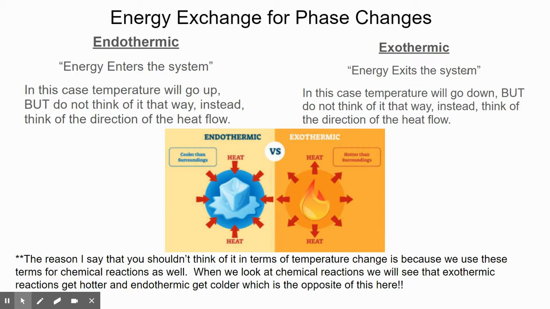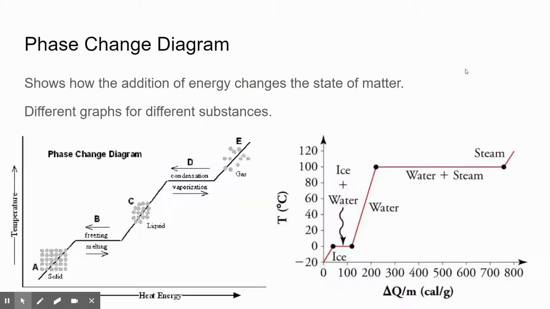Okay, so don't think about it as temperature change. Think about it as, is the heat going into the system or out of the system? Into is endo, exiting is exo. Okay, it's kind of tricky, but I think if you think of it that way, it makes it a lot more clear.